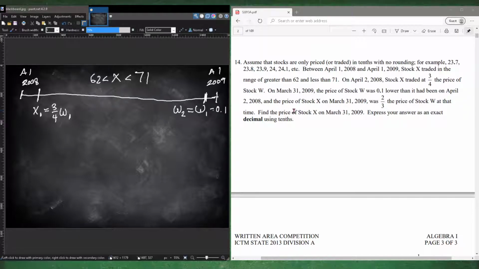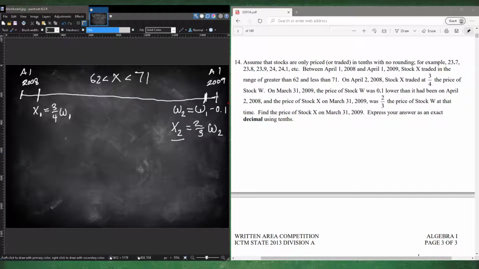And the price of stock X on this date, we'll call that X2, was 2/3 the price of stock W at that time. So X2 equals 2/3 W2. We have to find the price of stock X on this date, so we need to find X2.